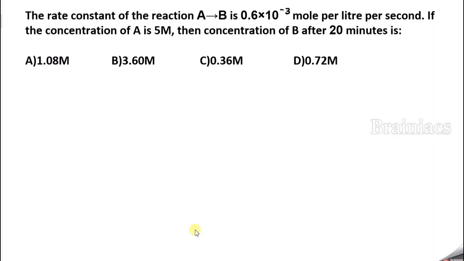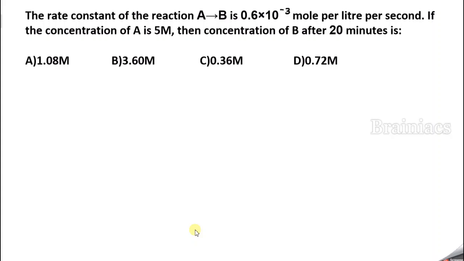Here, first we need to understand the question, then we try to answer it. The question does not mention anything about the order of the reaction, whether it is zero order, first order, nothing. But there is a clue to find that out. So we will discuss first how to identify the order from this.